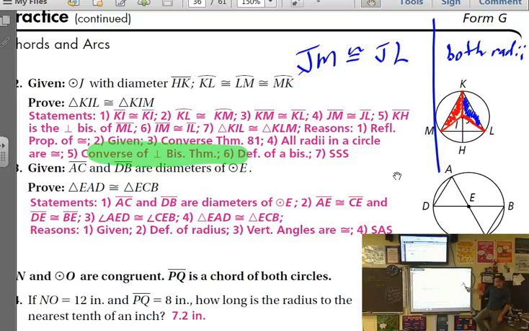So I didn't prove these congruent because the bisector. I didn't prove them perpendicular because, what am I trying to say? I'm getting tripped up on my words. We're using the converse because I'm not using the perpendicular bisector theorem. I'm getting to it backwards. So that's why we would just say the converse of perpendicular bisectors. I still state that they're perpendicular, but I got there through the converse.